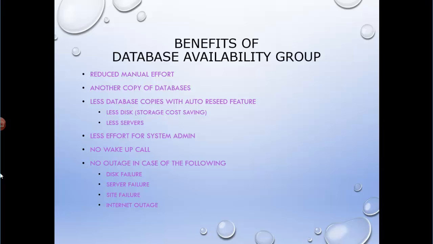Fewer database copies with the auto reseed feature. Fewer disks, fewer servers. So here I want to talk about the same example which I gave earlier, that my customer had 48 databases with 6 copies. So 288 copies in total, multiplied by 2 terabyte disk size. So it comes to around 576 terabytes of space we were utilizing for this customer, spread across 12 servers.